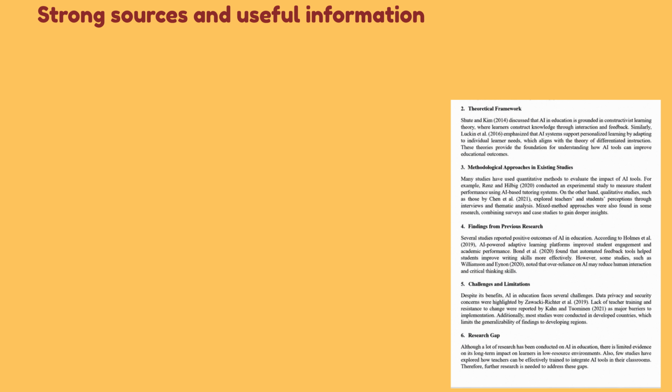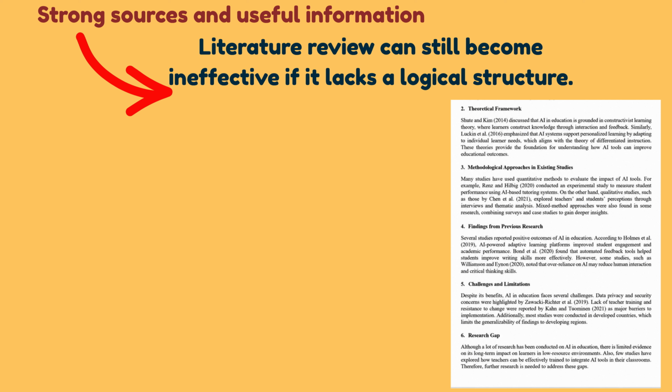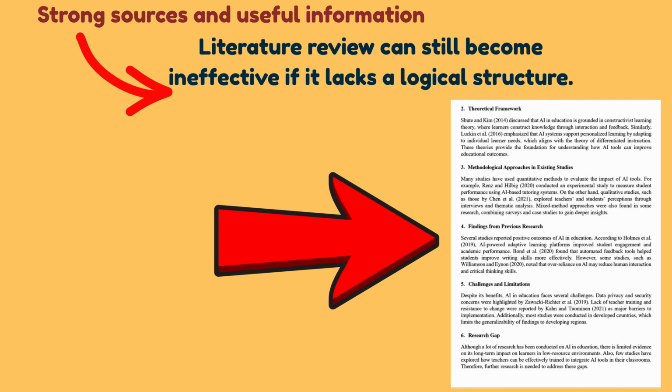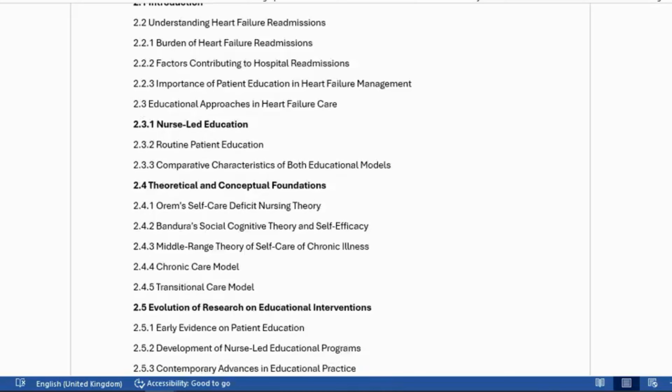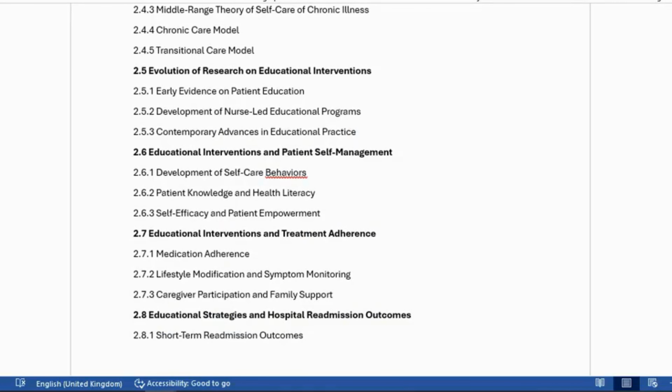Even when students include strong sources and useful information, the literature review can still become ineffective if it lacks a logical structure. One section may discuss theory, then suddenly shift to methodology, return to theory again, introduce unrelated findings, and finally mention the research gap. A strong literature review follows a clear organizational structure that guides readers from one idea to the next. Whether the review is organized thematically, chronologically, conceptually, or methodologically, every section should connect naturally with the following one.